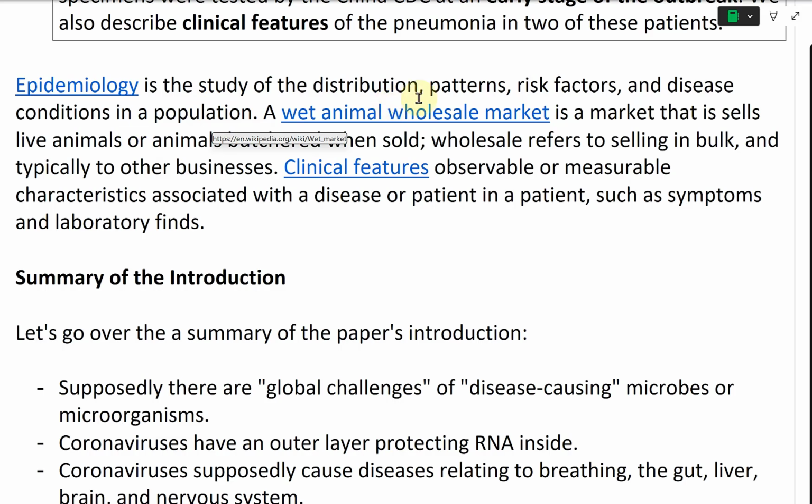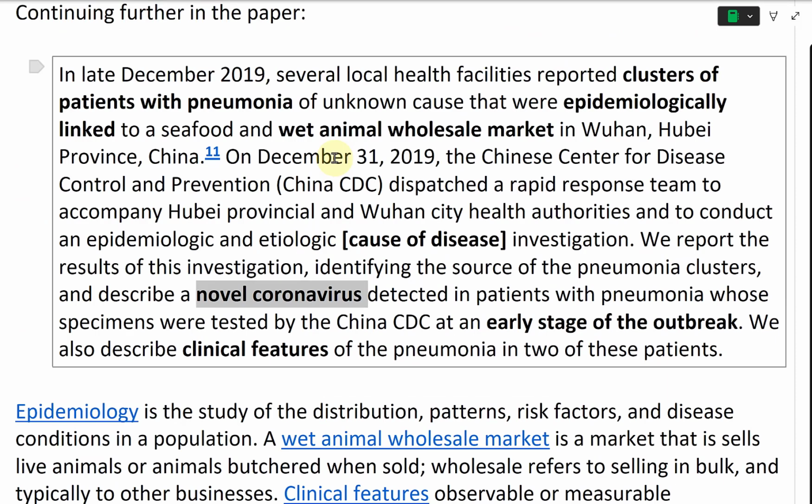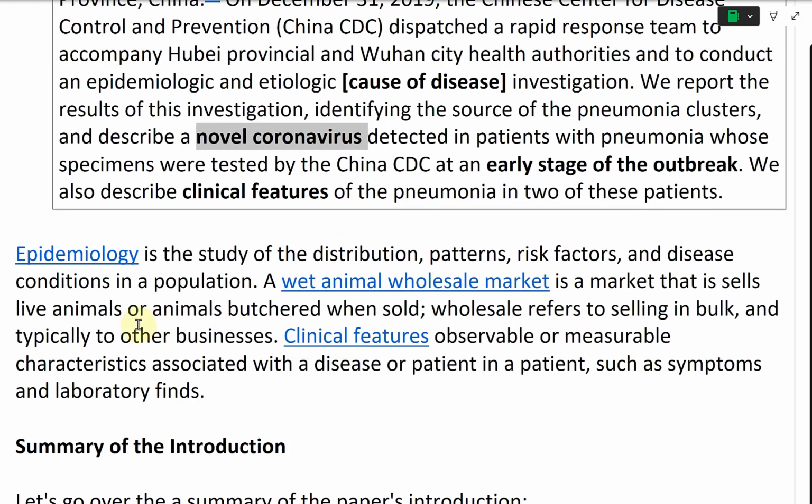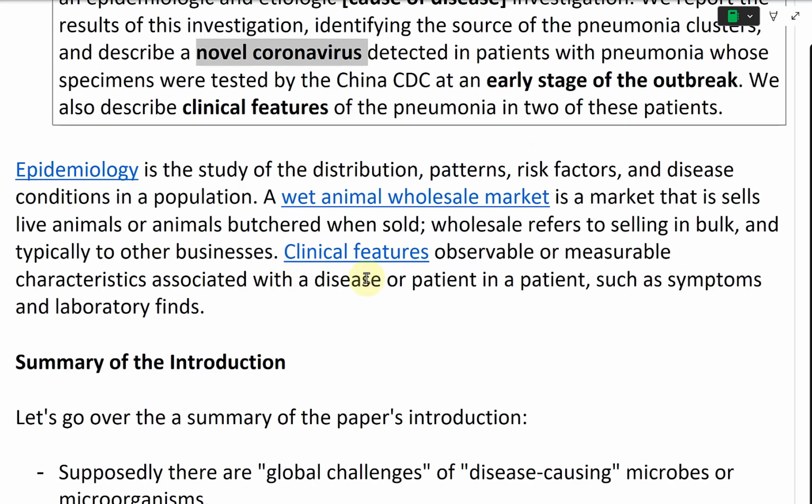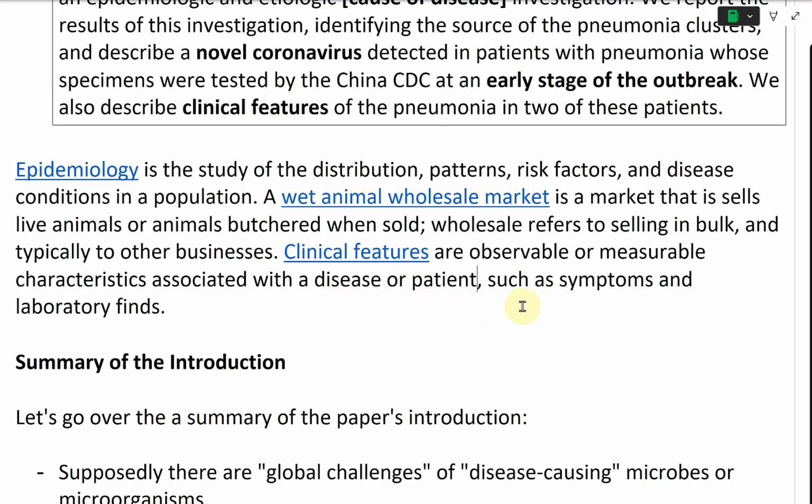Epidemiology is the study of the distribution patterns, risk factors, and disease conditions in a population. And a wet animal wholesale market is a market that sells live animals or animals butchered when sold. And wholesale refers to selling in bulk and typically to other businesses. And clinical features are observable or measurable characteristics associated with a disease or patient, such as symptoms and laboratory findings. All right, that's very interesting.